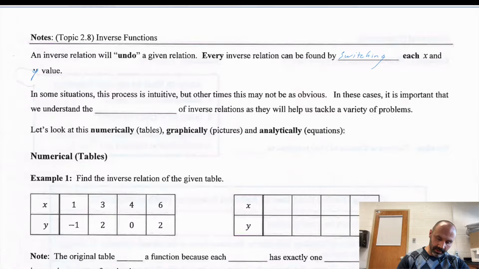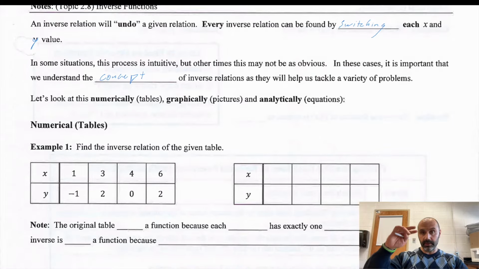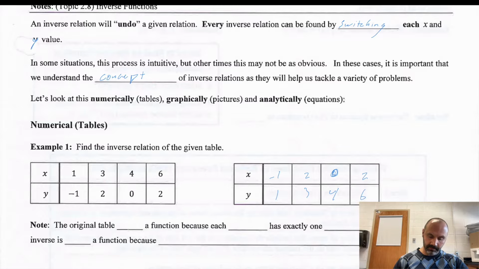It's important that we understand the concept, because it might seem intuitive, but we get a whole bunch of different types of problems, and we need to be able to think through why we're doing what we're doing. So here's a very simple example: input, output, find the inverse relation of the given table. All we're doing is switching the input and the output. So we have -1, 1, 2, 3, 0, 4, and 2, 6.